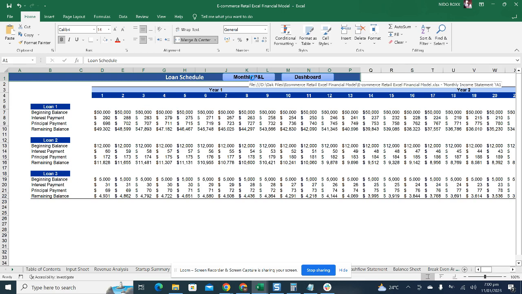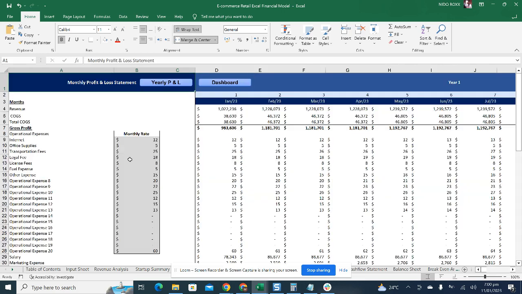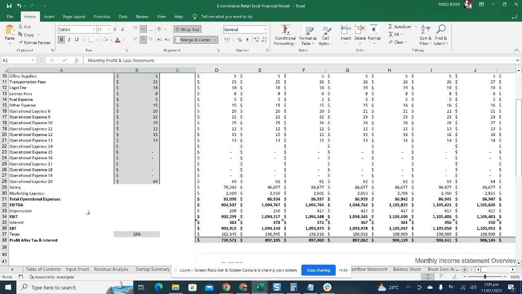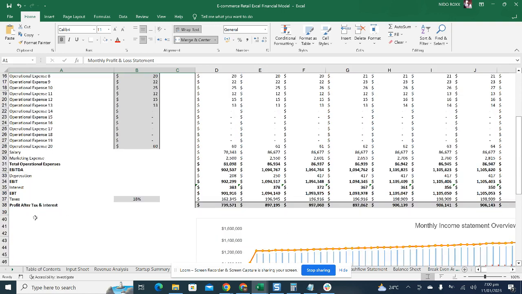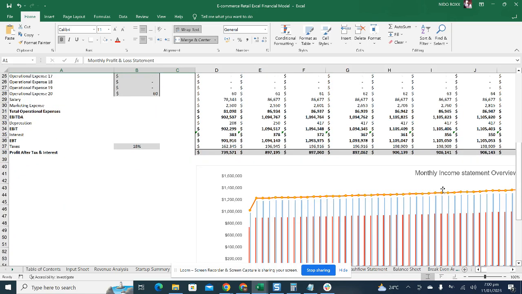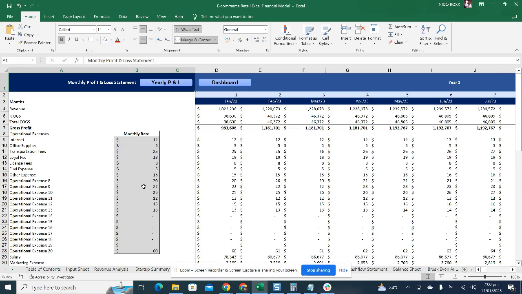Moving on to monthly P&L. The monthly P&L statement includes your revenue of 60 months, cost of goods sold, gross profit, all kinds of your expenses, and at the end of the sheet you will have profit after tax and interest and a graphical representation of the monthly income statement.